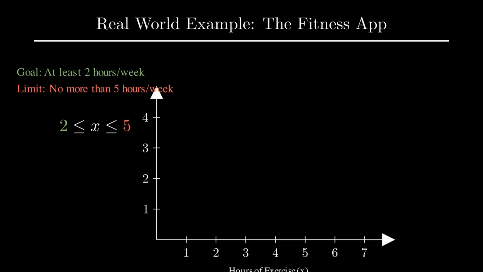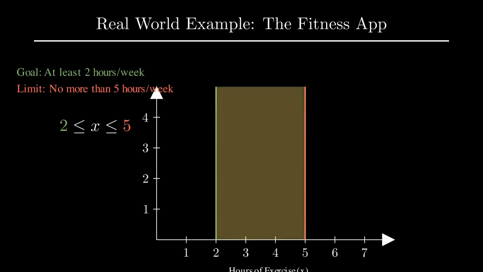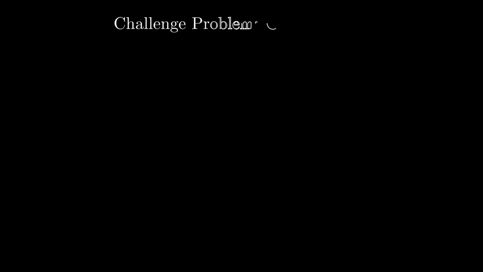We can write this real-world constraint as a compound inequality. 2 is less than or equal to x, which is less than or equal to 5. Visually, the app builds a solid boundary line at 2 and another at 5. The area between them represents a safe zone, where you are actively hitting your fitness goals. Now, let's exercise our minds with a quick challenge.